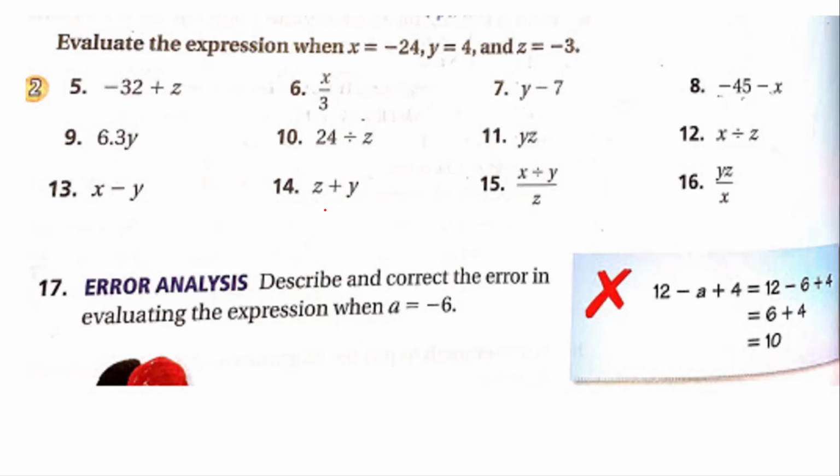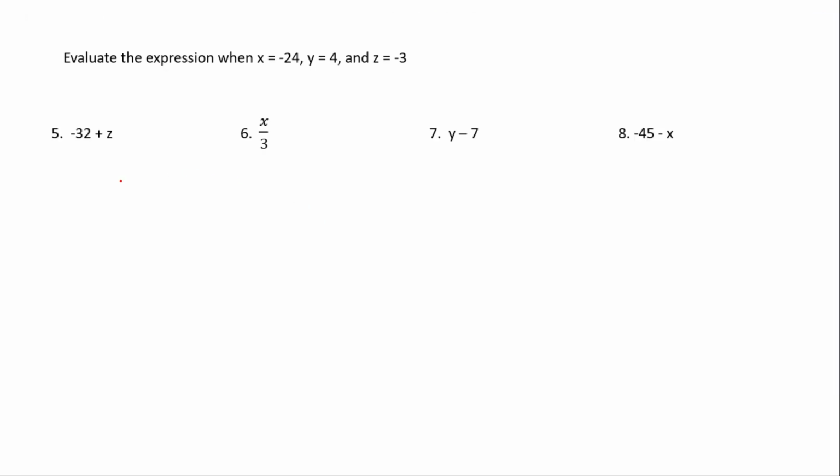Okay, today we're going to do these problems. Let's begin with number 5. We have negative 32 plus z. The value of z is negative 3. Substitute. When we have both negatives in addition, we sum the expression, and it's negative 35.